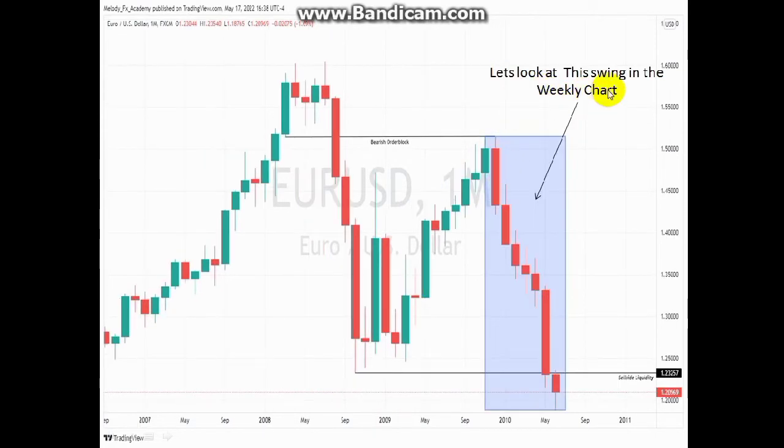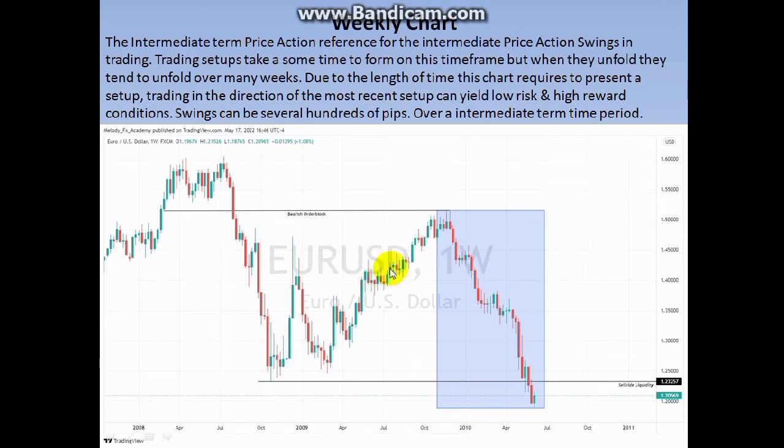Now let's look at this swing in the weekly chart. Okay, so now we are moving from the position traders to the swing traders. As a swing trader, what can you do with this? I'm breaking this single move down on how we can apply it to our different styles of trading, ranging from the weekly, being a swing trader, a short-term trader, a day trader. How do you apply this knowledge to your style of trading? Okay, so now the intermediate time price action refers to the intermediate price action swings in trading.